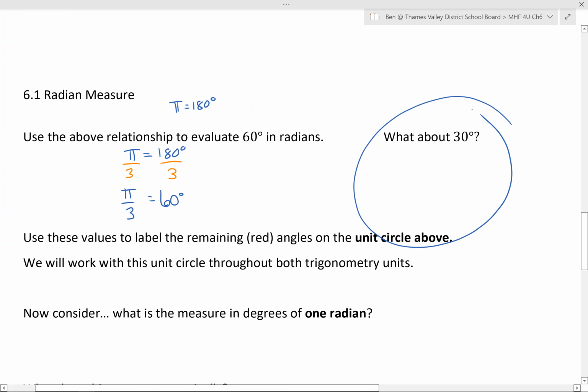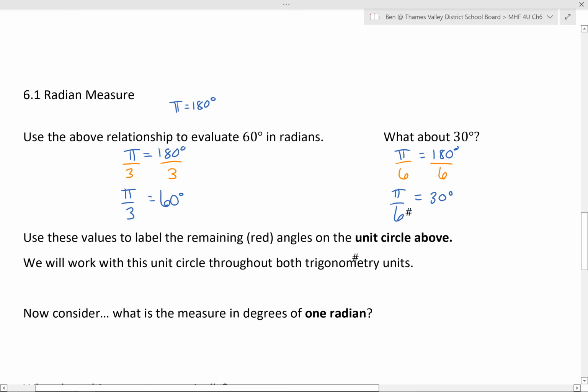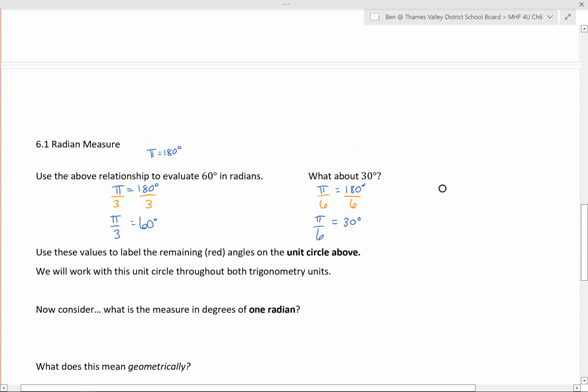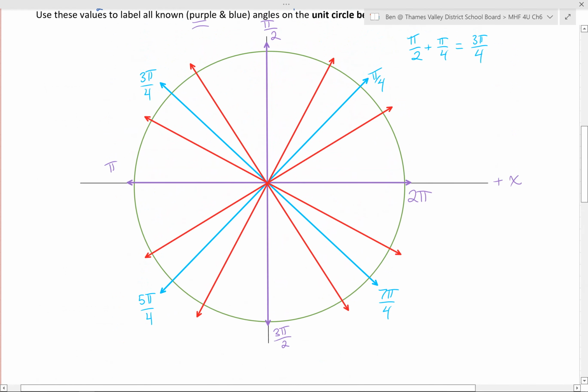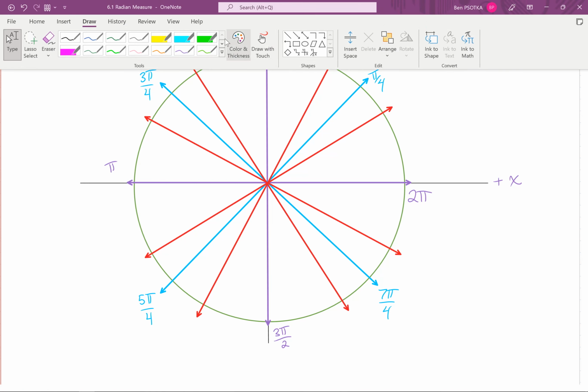I encourage you, I'll pause the video here, try it. In about 2 seconds, it's going to continue to the final answer. And I'm hoping you got it right. Pi over 6 equals 30 degrees. And then we want to use these to write out our new angles. We'll write these ones in red of our unit circle up above.